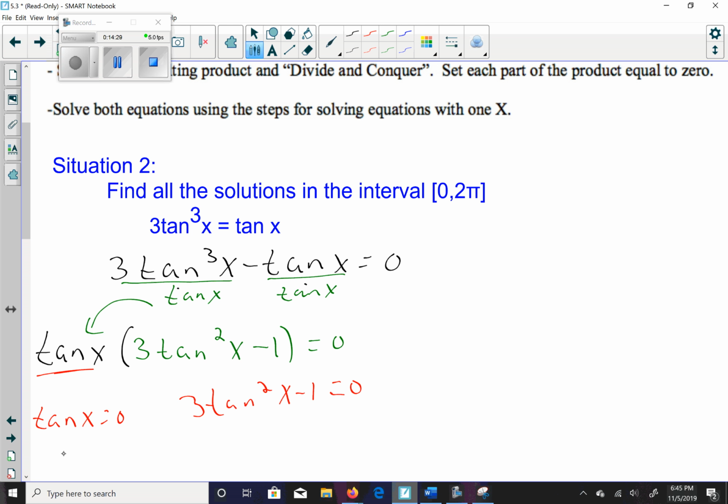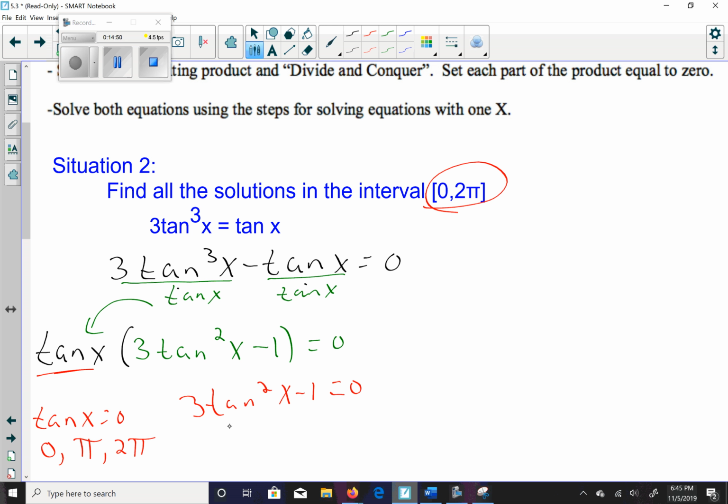So when the sine is equal to 0 and the cosine is equal to 1, that will be 0, pi, and then 2 pi. And it only wants the interval from 0 to 2 pi, so that's good. Don't have to write anything else.